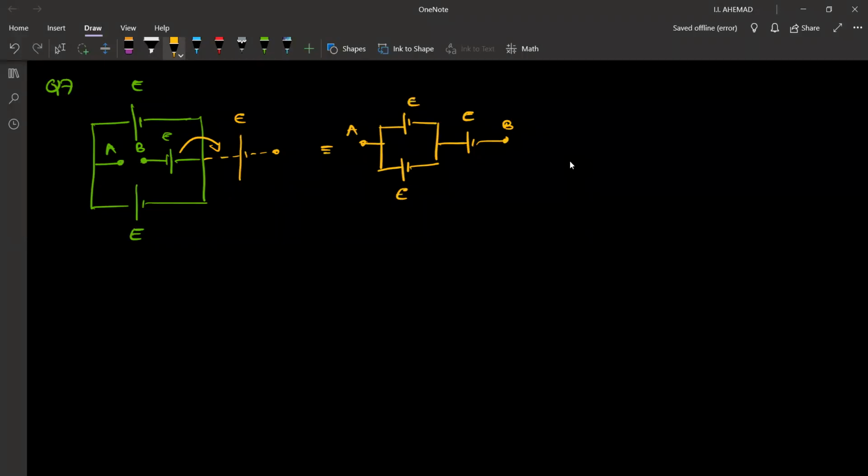So across AB, we have these two cells in parallel. The equivalent of this is E. Then this E and this E are in series. Therefore, this is equivalent to 2E. Fourth answer. I see it clear that it's 2E. These two together in parallel, therefore it's E, and that E with this E is in series. So you have to add. Are you clear?